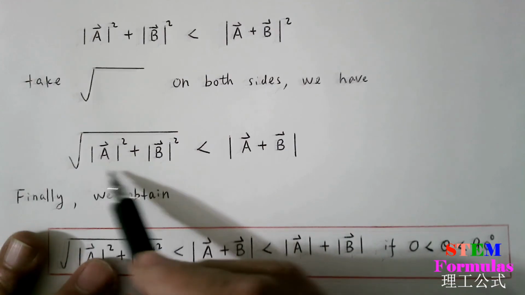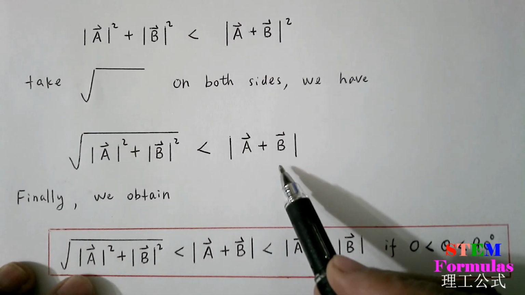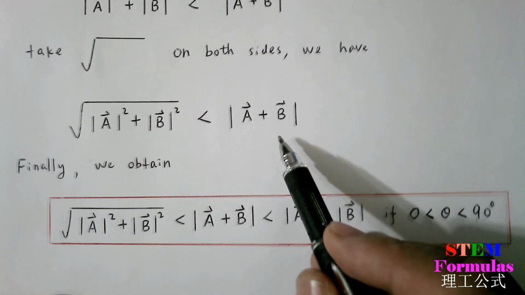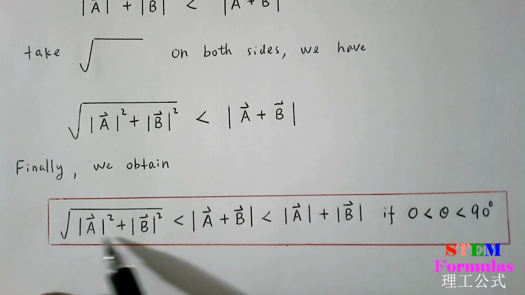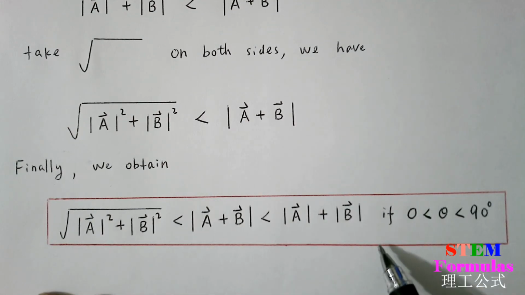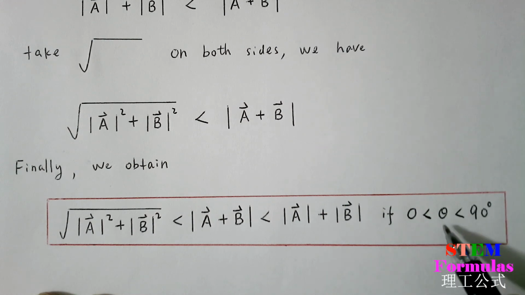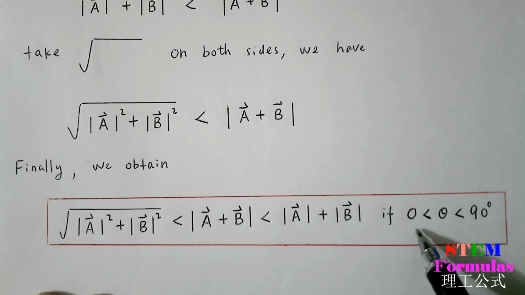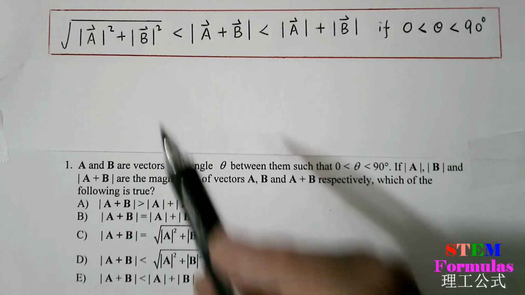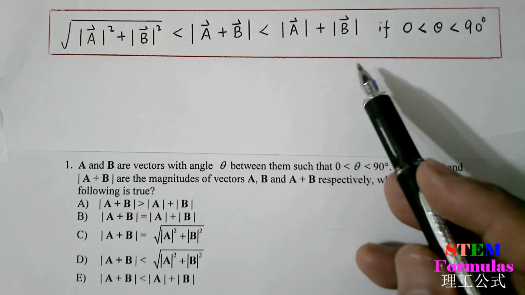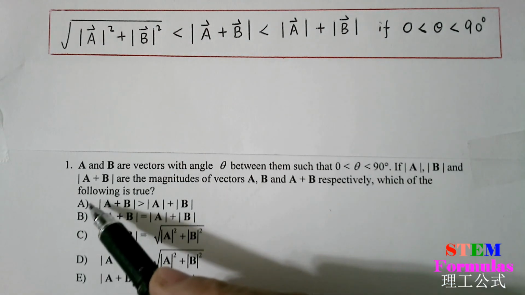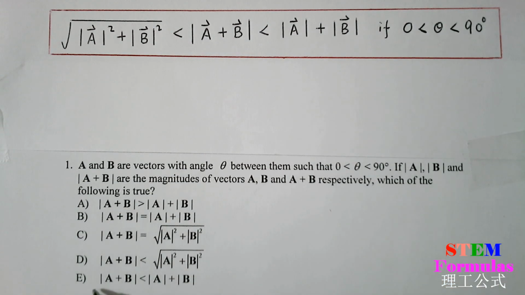Then we combine this conclusion and the previous conclusion. Finally, we get this equation. The condition is theta smaller than 90 degrees and greater than 0. Now we can compare our answer with the 5 choices given in the problem. We find that answer E is correct.